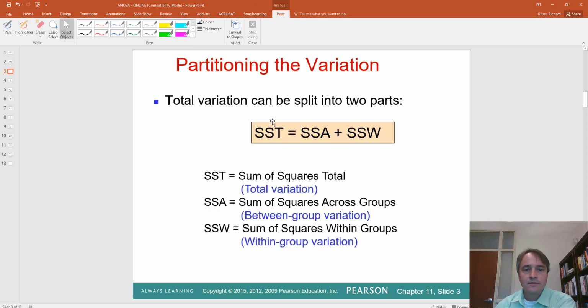Okay, so the sum of squares total is going to be equal to the sum of squares across plus the sum of squares within. Now, what we're really going to want to know is the magnitude of this one versus this one. Okay, now why sum of squares?